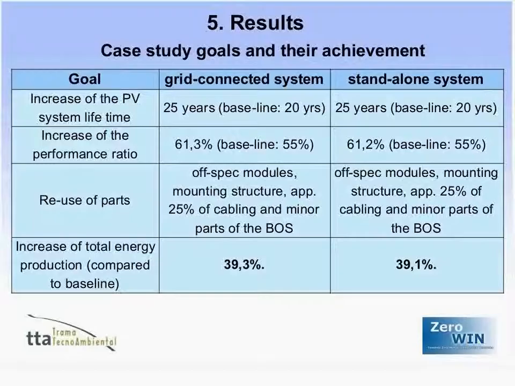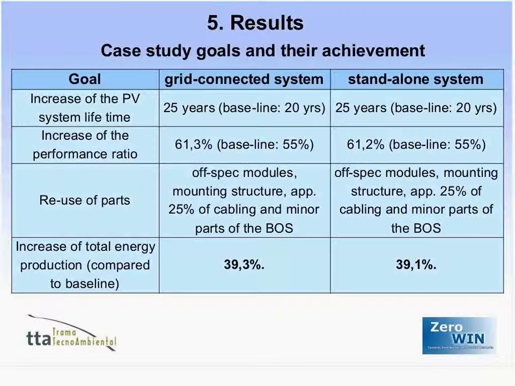Finally, the results we have achieved. We had set ourselves a list of different goals to achieve within the Zero Wind project and the specific application to PV plants. The goals were to increase the PV system lifetime, to increase the performance ratio, as I mentioned before, the efficiency, the reusability of as many parts and components of the PV system as we could, and of course the increase of the total energy that could be produced in these new advanced systems compared to the baselines we had.